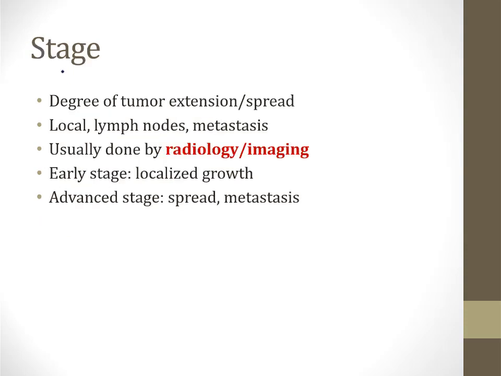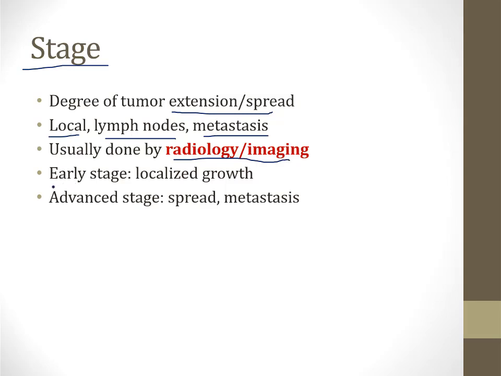Another way we describe tumors is by stage. Stage refers to the degree of tumor extension or spread. For example, whether the tumor is localized to the breast or has spread to lymph nodes or has distant metastases. These things determine the stage. And in contrast to grading, stage is usually determined by radiology or imaging. For example, many patients with cancer will undergo a head-to-toe CAT scan looking for evidence of spread of the tumor.